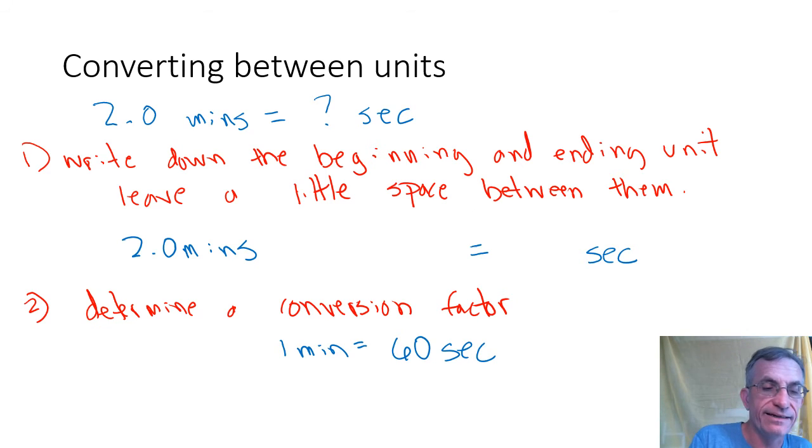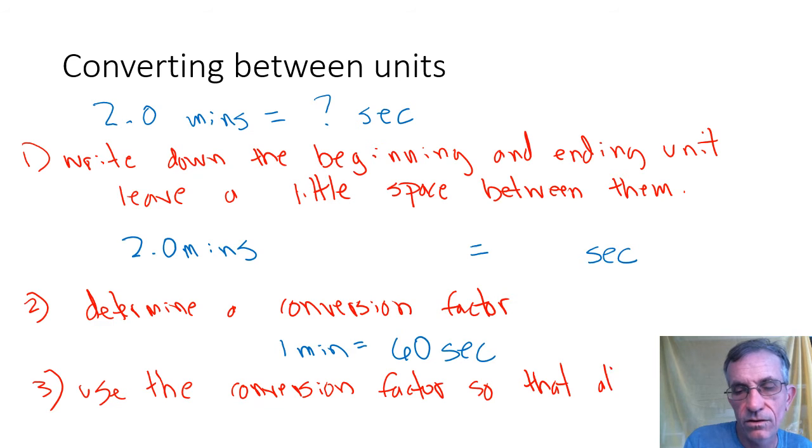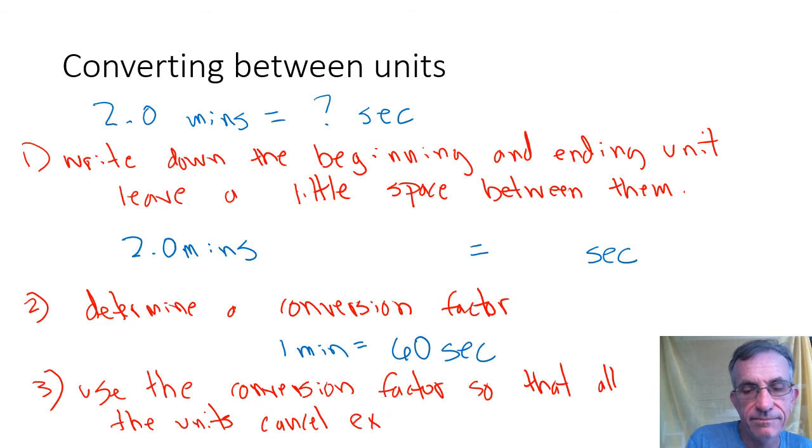Step number 3 says, use the conversion factor so that all the units cancel except the one you want.